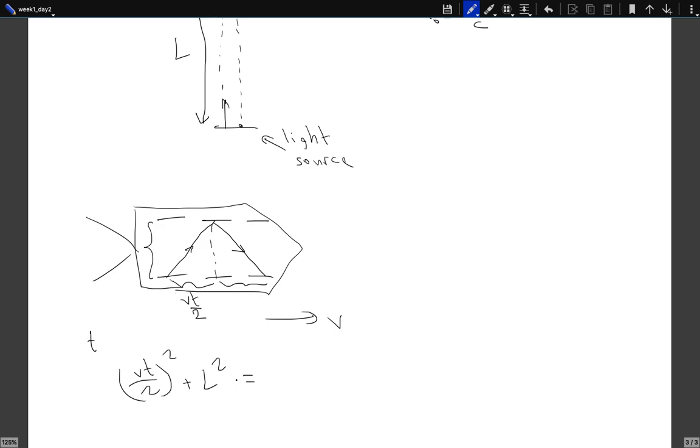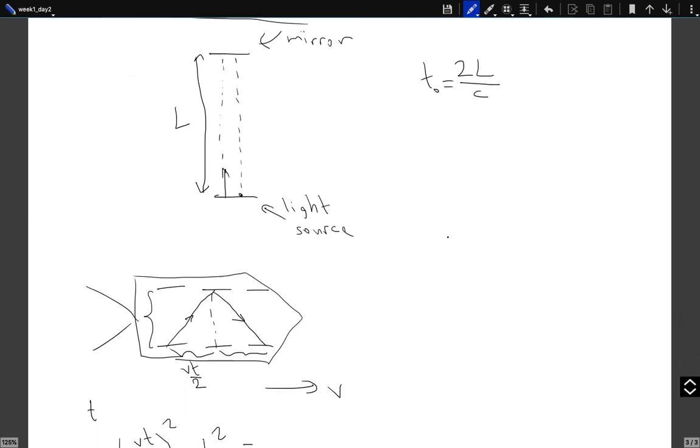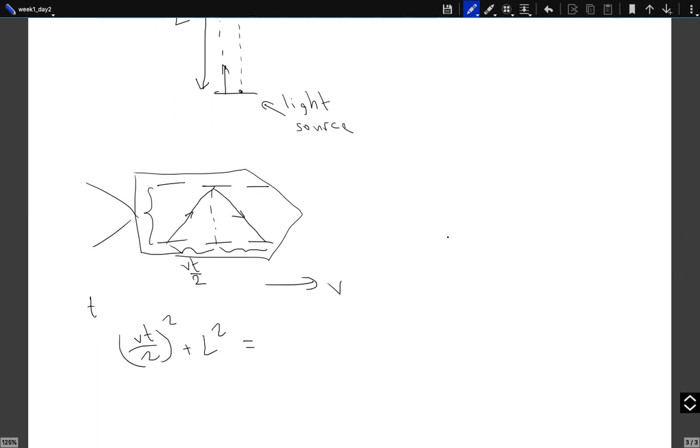Why Vt0 over 2? Vt0 over 2 is L. L is this length. You see, L is, no, sorry, not Vt0 over 2. So you are saying that if V is 0, this length is also 0. So if you say that this length is Vt0 over 2, then that would be the consequence. If V is 0, that length would be 0.